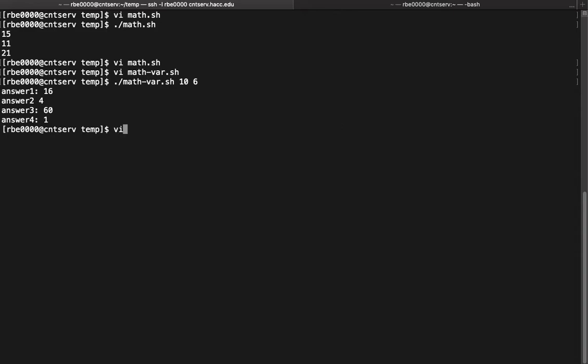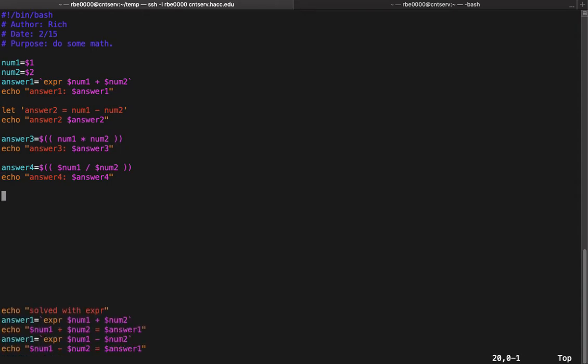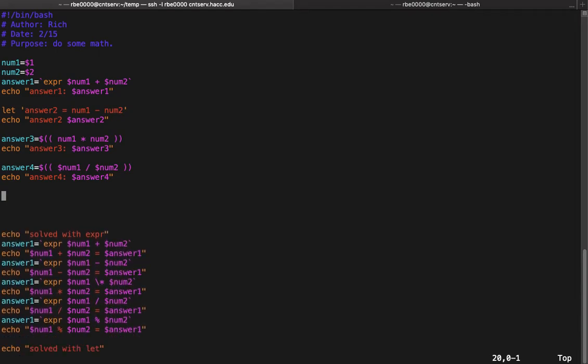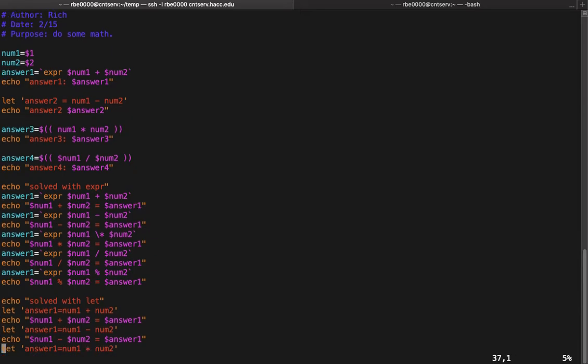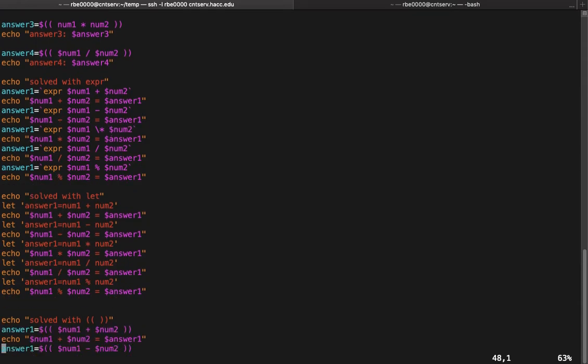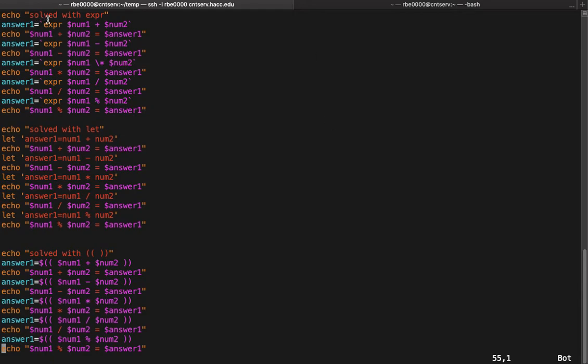I also went ahead and put some work samples in my code. I don't want to show them to you yet. If we look, I had an exit in there. So here's some examples of how to solve the different problem types with expr and let and with the double parentheses. If we look at the expr way, basically you just do the same thing every time. The one thing we need to note, if you're doing multiplication with expr, we need to put the backslash in front of the star to protect it from the shell, because we remember from our wildcard basics that gets expanded by the shell to include all the directories in your home directory.